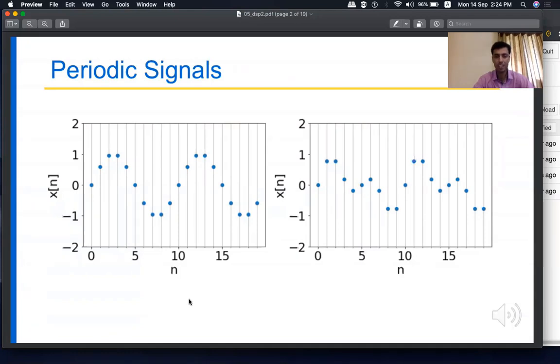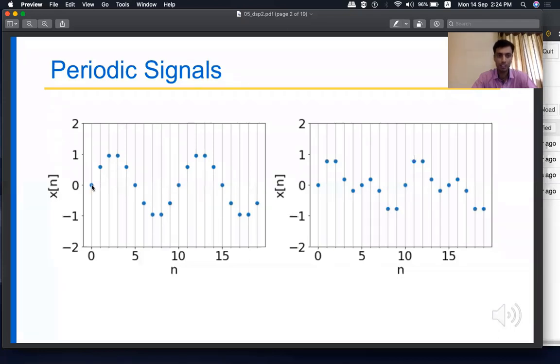You can write the answer on the chat window. 15. Think carefully. 10. Okay, 10. Yes, good. 10 is the right answer. It starts from 0, and at 10 you again see the same value as at 0, and the subsequent values are just repetition of these values. So yes, the period is 10.